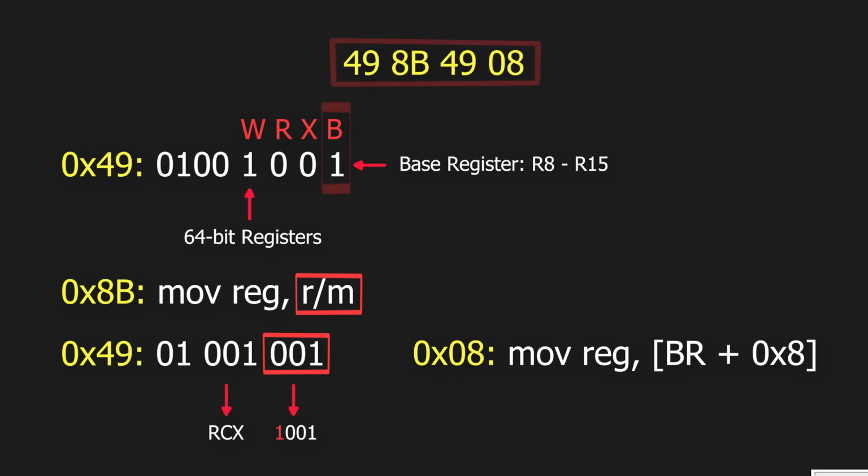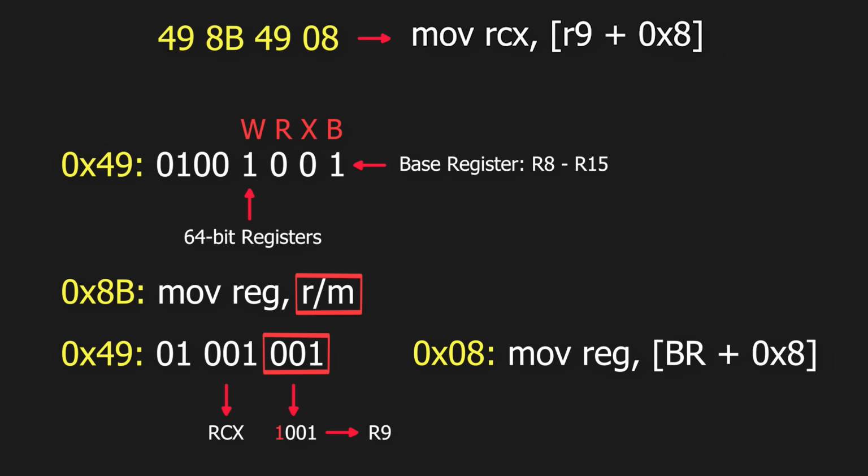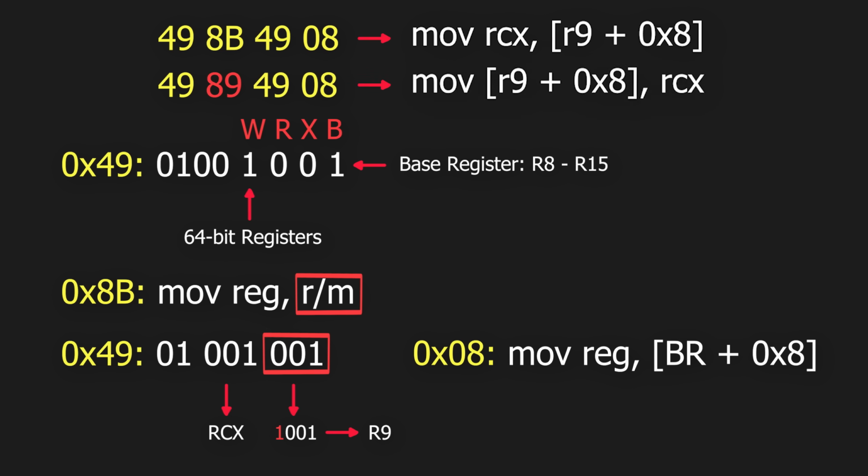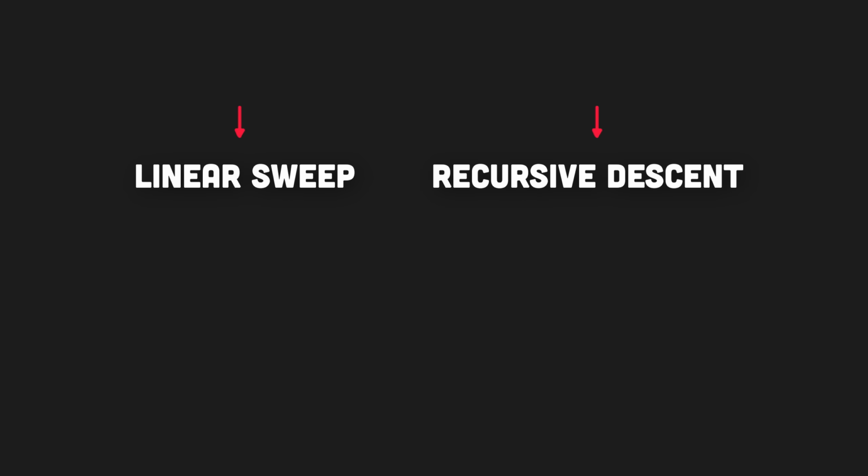And also FYI, we can reverse the source and the destination by simply replacing this hex 8b move opcode with the hex 89 move opcode. Simple as that. This is how disassemblers work in general. We also have two main algorithms that are used by disassemblers to interpret the bytecode: linear sweep and recursive descent.